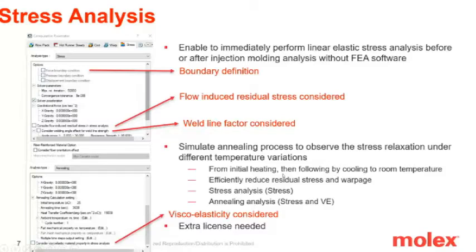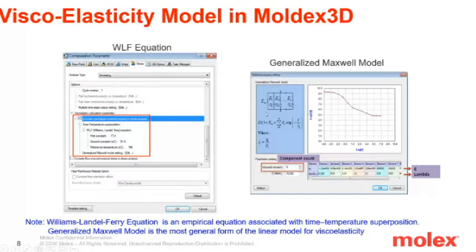And also you can do the stress analysis without considering viscoelasticity, so you uncheck this. When you check it, it will be the linear analysis that considers viscoelasticity. But using this function will need an extra license for the stress. So here is the viscoelasticity model in Moldex3D. I want to talk about it a little bit because it's critical for the annealing.